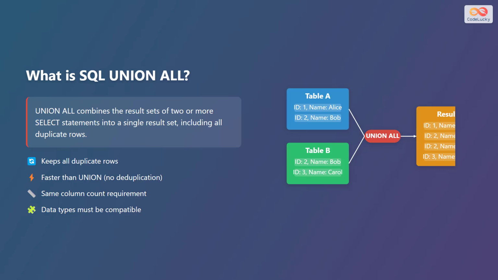The image in the slide shows that Table A has ID 1 named Alice and ID 2 named Bob. Table B has ID 2 named Bob and ID 3 named Carol. After applying union all, the result contains all rows from both tables, including the duplicate row for ID 2, name Bob.